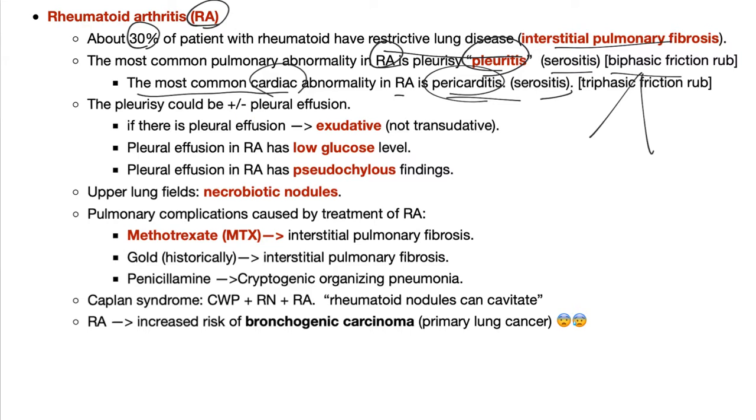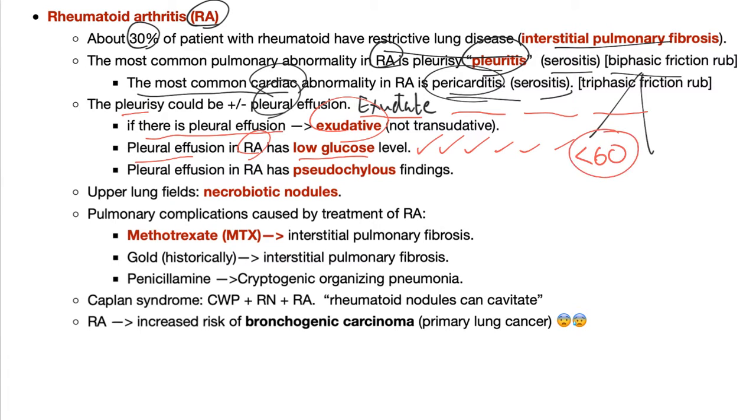The pleurisy can have pleural effusion or it cannot, and when it has pleural effusion, it's an exudate. It's not a transudate, and this is going to be the topic of the next video, pleural effusions, with 4 main subtypes: exudate, transudate, chylous, and pseudochylous effusions. Okay, back to pleurisy. If there is pleural effusion, it's exudative. Pleural effusion in rheumatoid has a low glucose level. It comes on the exam all the time. Very, very important. And usually less than 60, the glucose level in the effusion, not in your blood.